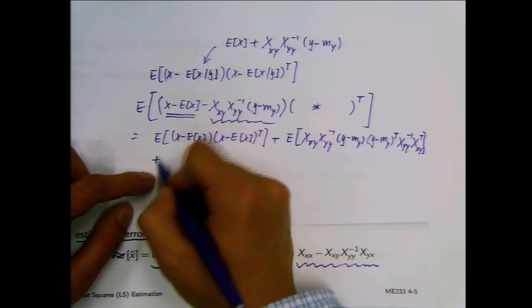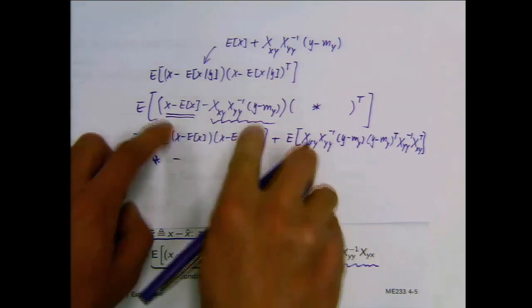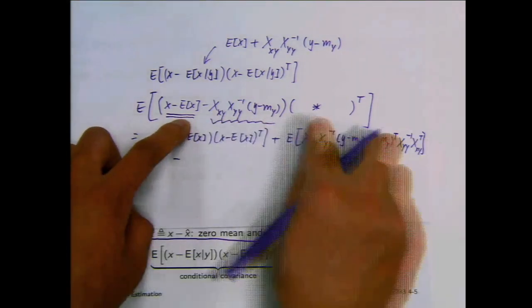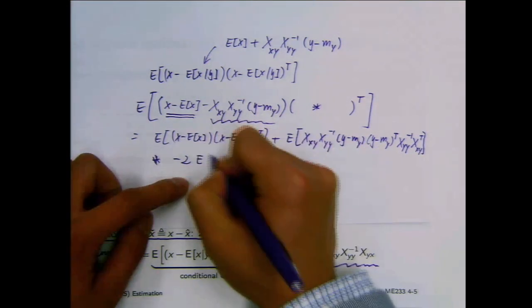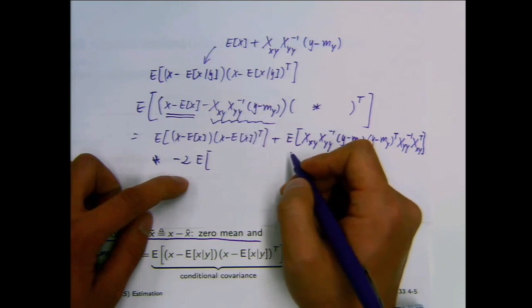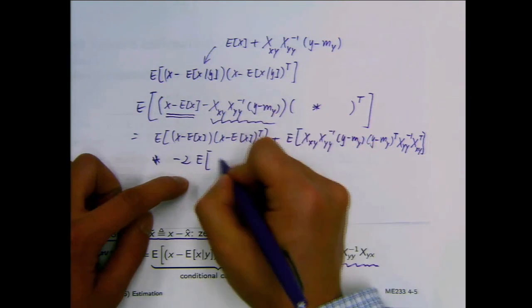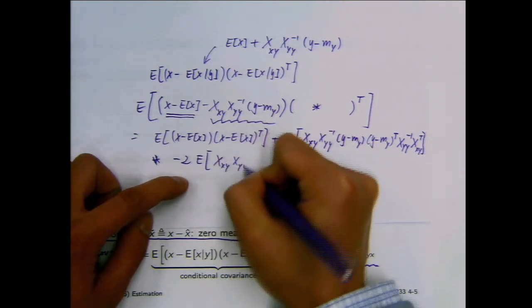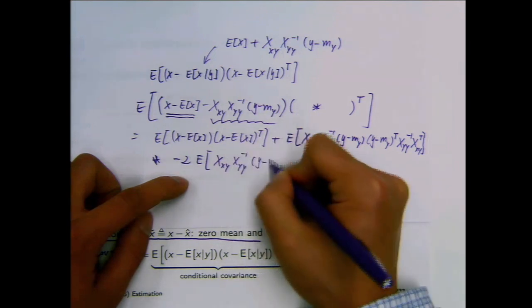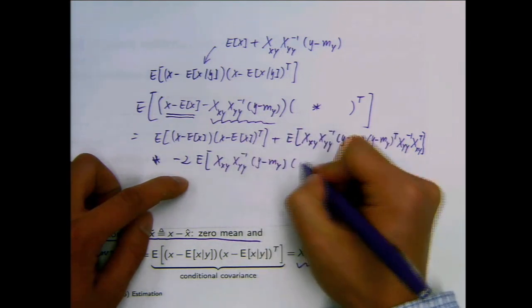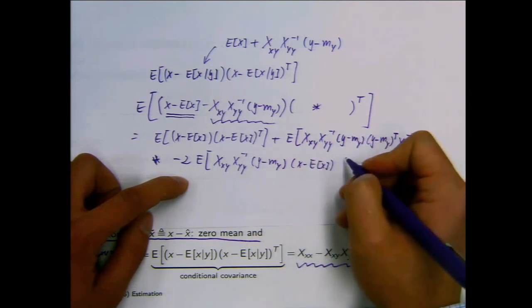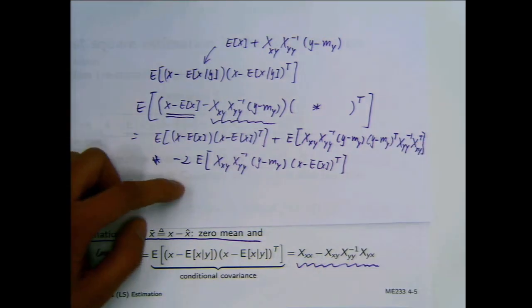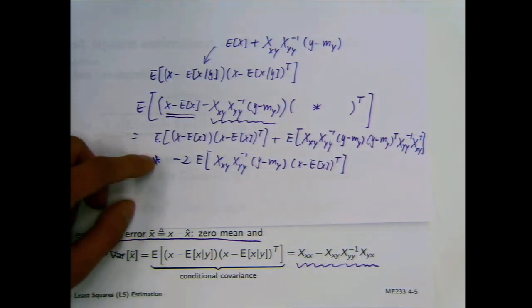What's the third term? It's the cross product term between these two in this quadratic function. It's going to be minus 2 times the expectation. Let's see, I'm going to use Σxy Σyy inverse (y minus expectation of y), (x minus expectation of x) transpose. Does everyone have any questions about this step?